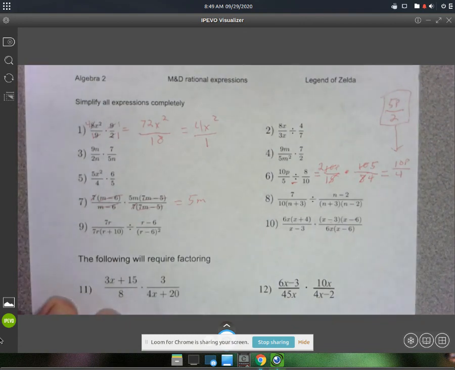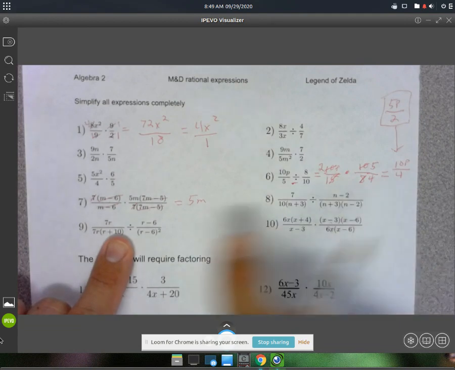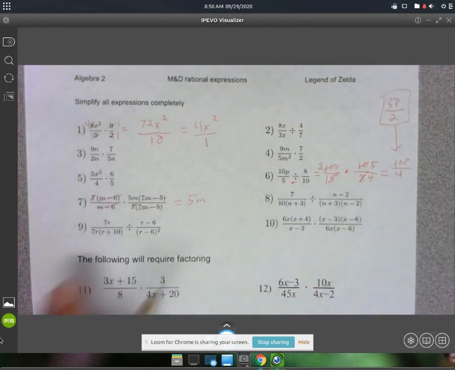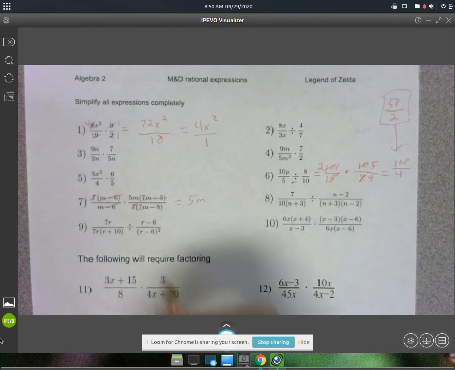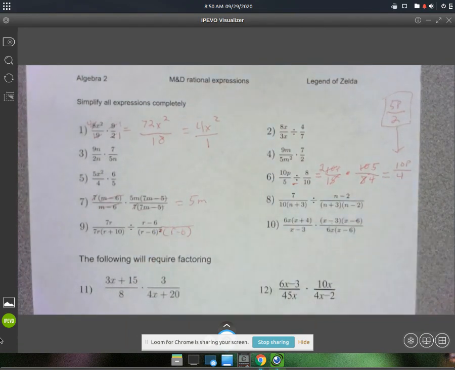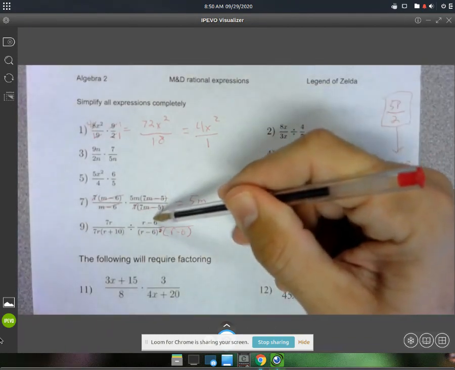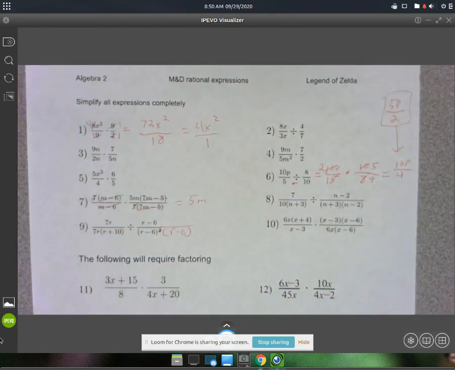Okay? For 8 and 9, those are division. So remember to flip that second fraction, all right, before you start canceling stuff. The little squared, that's all that means is that there's 2 of those r minus 6's. So you could basically write it as r minus 6, r minus 6. And then you could cancel this one with either one of those. All right, that'll be good for this one.